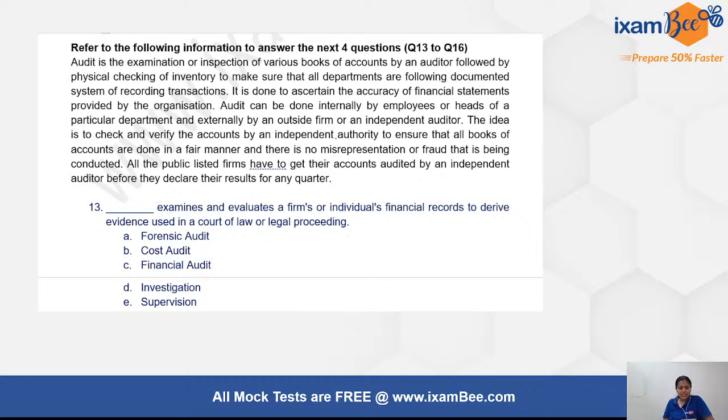Yes, the correct answer, Manpreet, that is correct. It is forensic. Forensic is correct. PSP, for this question, the answer is forensic audit and not investigation, right? So it is the type of audit that was being talked about. So that is forensic audit.